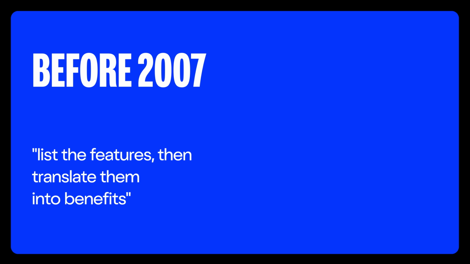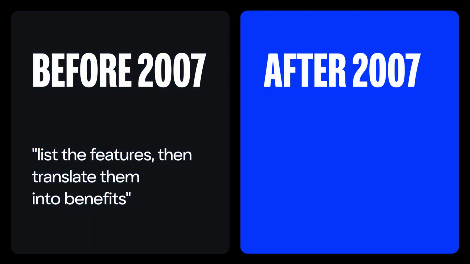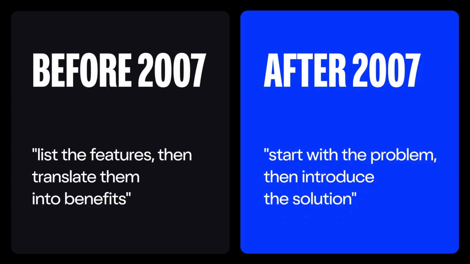By the moment he finally showed the iPhone, the audience was already convinced something had to change. He didn't have to sell them on the iPhone. He had sold them on the need for something new before the iPhone ever appeared on a screen. That single presentation rewrote the rules of business communication. Before 2007, the textbook approach was list the features, then translate them into benefits. After 2007, the new textbook became start with the problem, then introduce the solution.